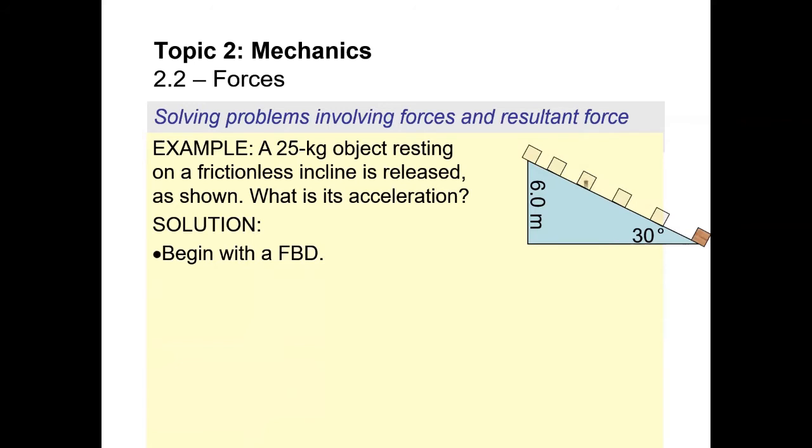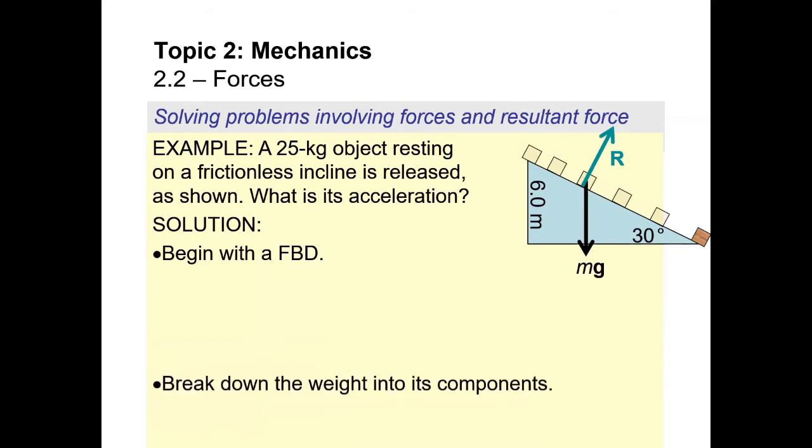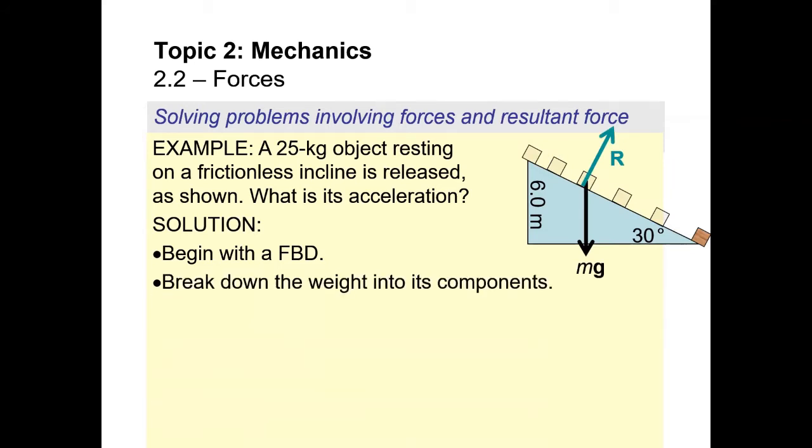Begin with a free body diagram. Weight is downward. Normal force is perpendicular to the surface. Break down the weight into its components, and the angle is 30 degrees. Y component is adjacent, mg cosine 30 degrees. X component is opposite, mg sine 30 degrees.